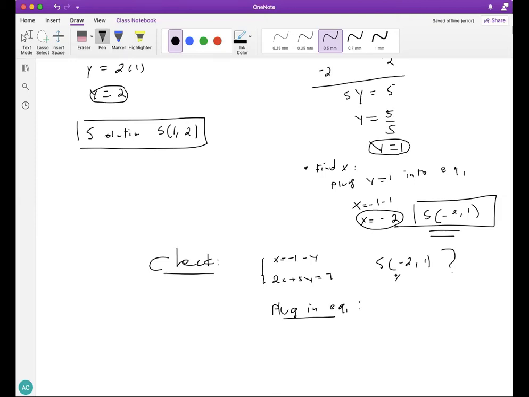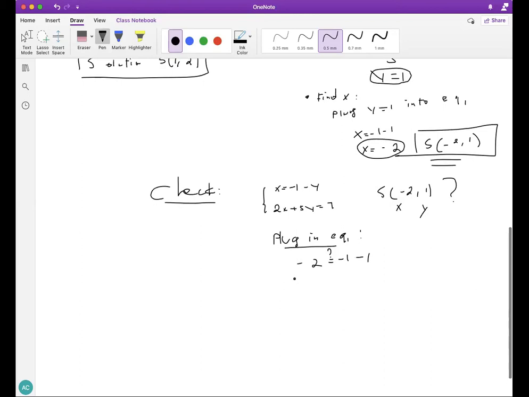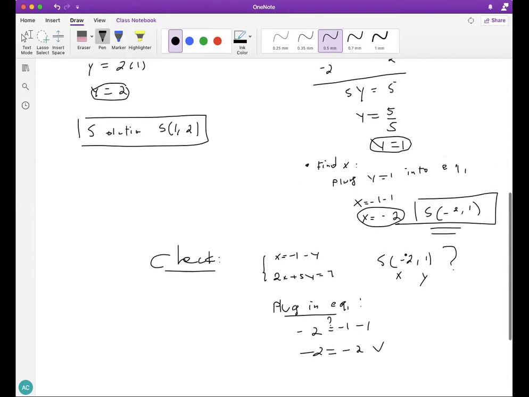So this is again x and y. We're going to put those here into the equation. So x is -2, equals -1 minus y. The y here is 1. Is that equal? Yes, in fact, -2 equals -2. So that's good. This pair is a solution for this one.